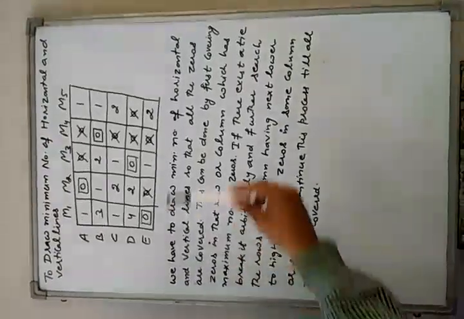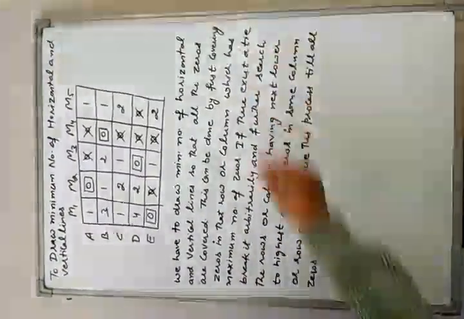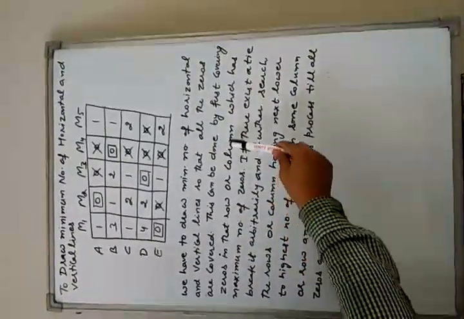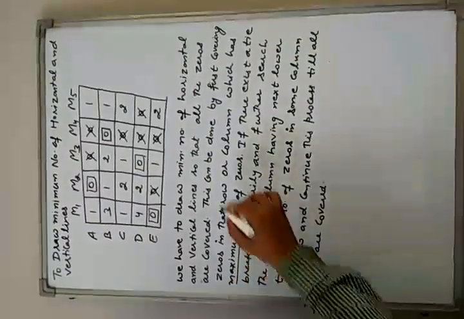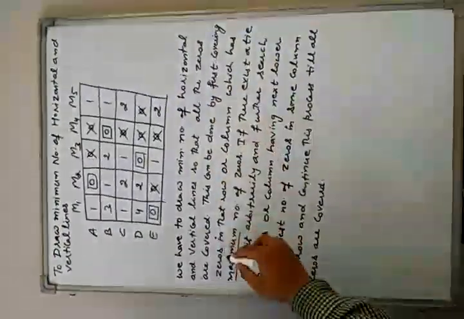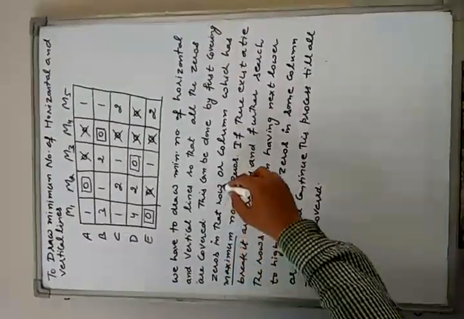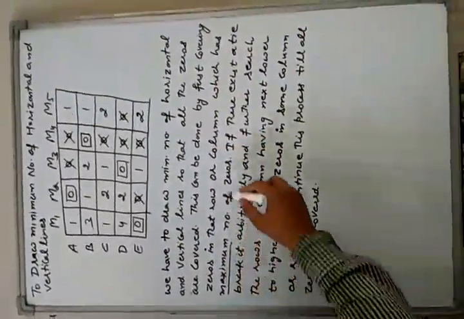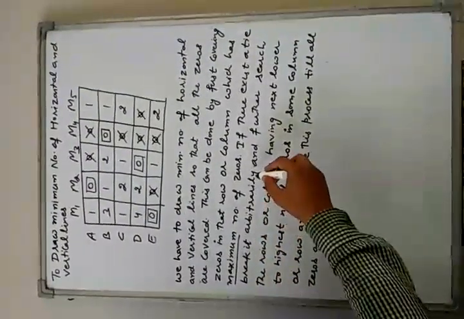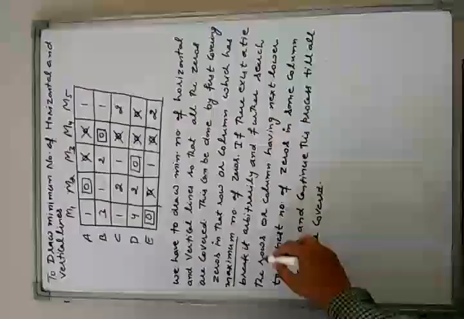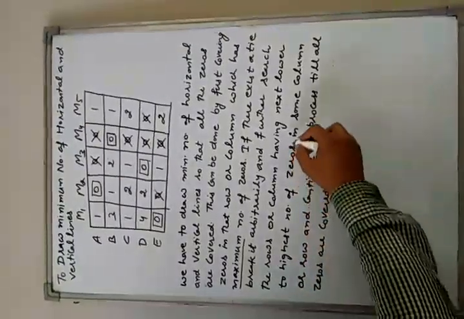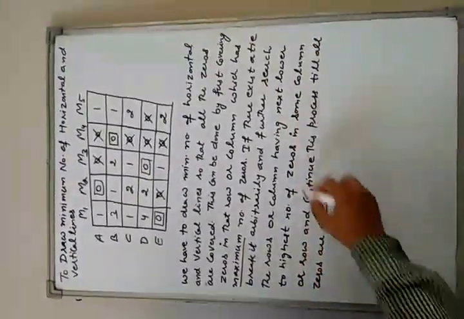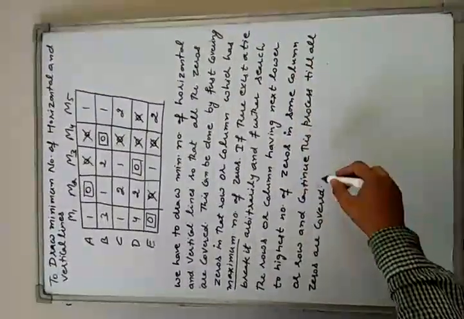The first procedure is that this can be done by first covering zeros in that row or column which has the maximum number of zeros. If there exists a tie, break it arbitrarily and further search the rows or columns having the next lower number of zeros in some column or row, and continue this process till all zeros are covered.